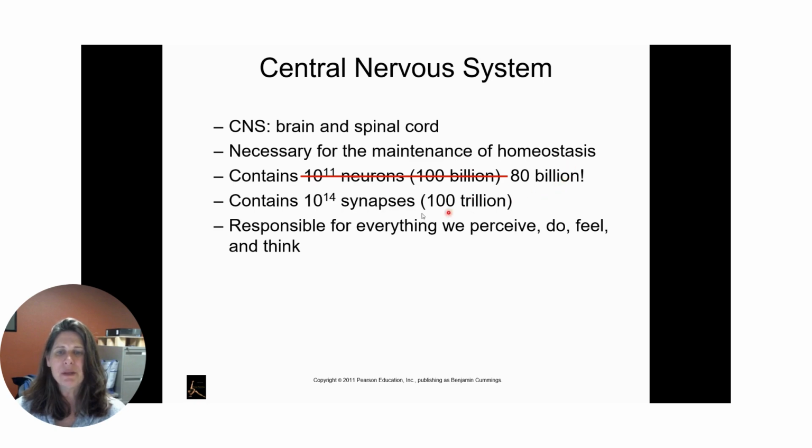But out of those 80 billion neurons, look at how many synapses you can have. About 100 trillion synapses, again, just within the central nervous system. And so that's all that convergence and divergence that we talked about before. So this is responsible for everything that we do, everything you can think of.